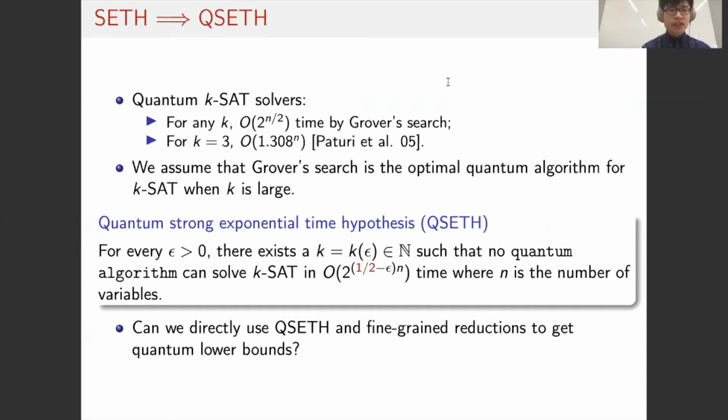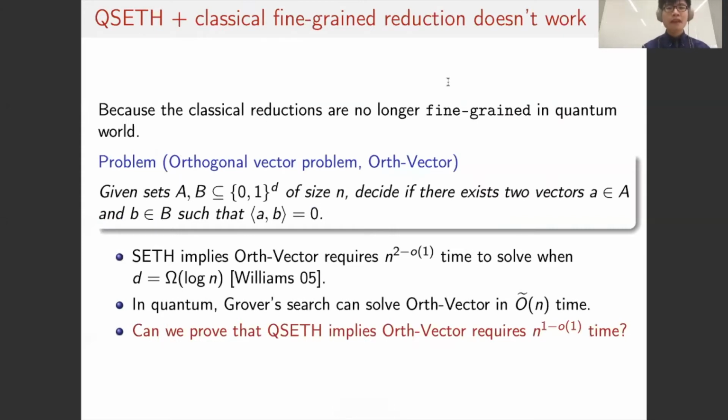Now, the question is, can we directly use QSETH and fine-grained reductions to get some interesting quantum lower bounds? However, the answer is no, because the classical reductions are no longer fine-grained in the quantum world. To illustrate this point, let's see an example, the orthogonal vector problem, which gives you two sets A and B, each of size n, of Boolean vectors of dimension d. You need to decide if there exist two vectors, a in the first set and b in the second set, such that their inner product equals 0.